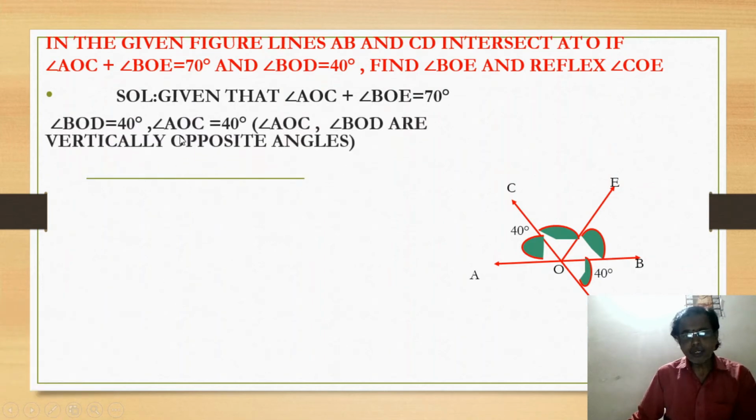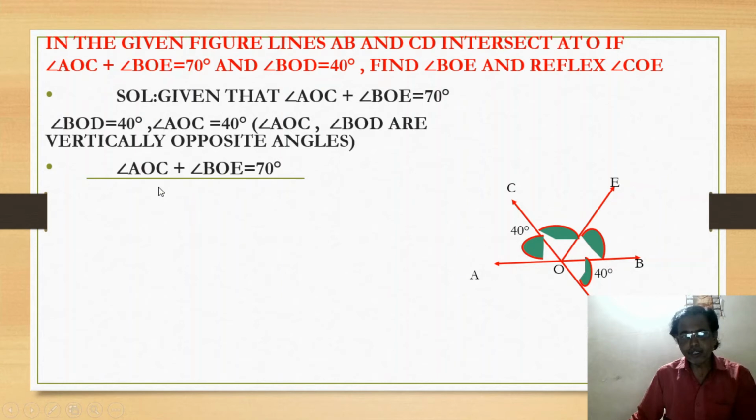Now angle BOD, angle AOC is 40 degrees, since angle AOC and angle BOD are vertically opposite angles. Why? Here AB and CD intersect at point O. That's why these two angles are each equal to 40 degrees. Why? These two are vertically opposite angles.